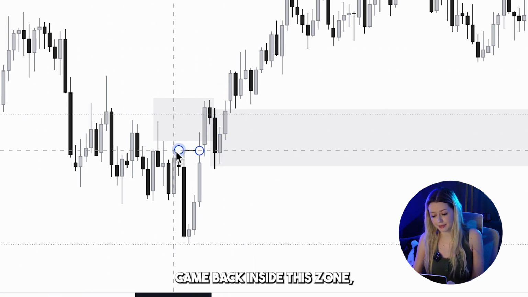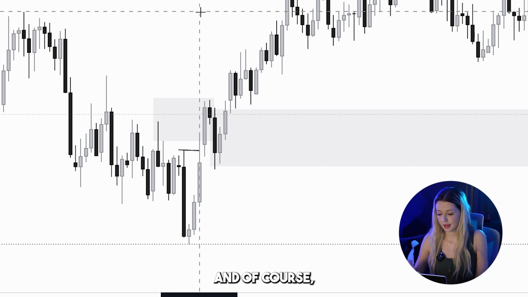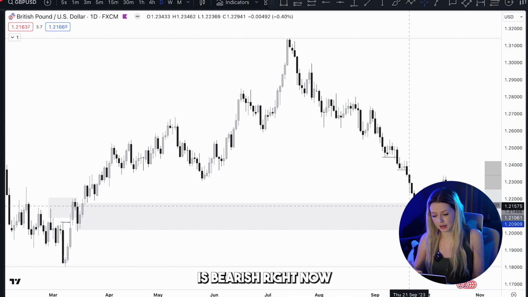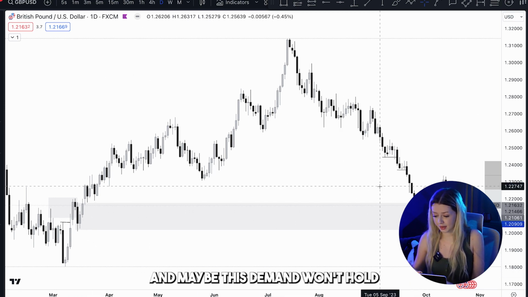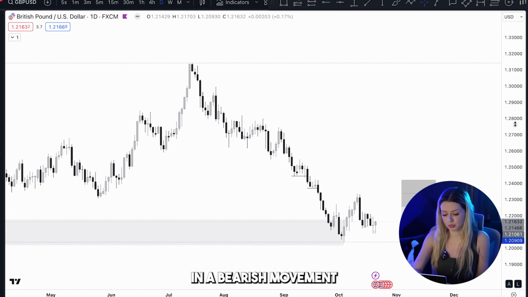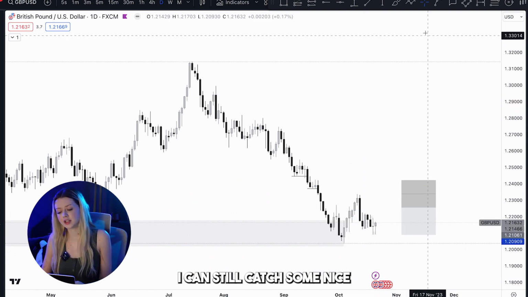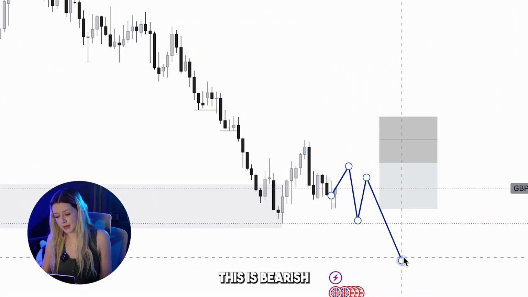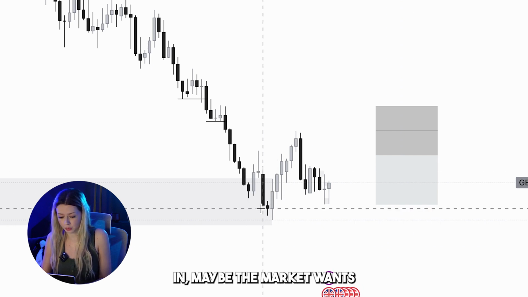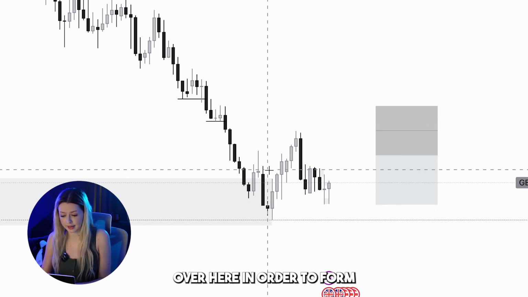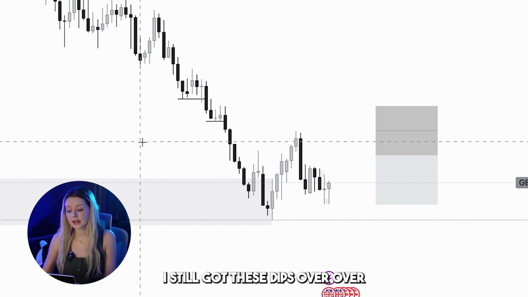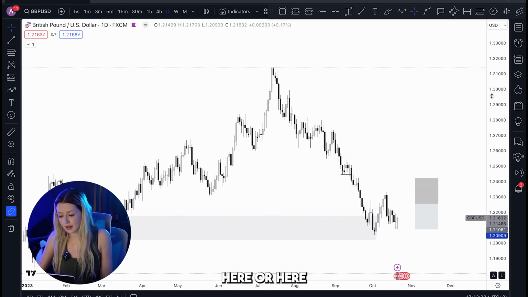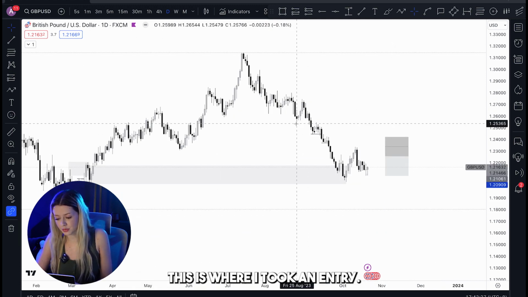So our price came back inside this zone, inside this area, and of course, even though the market is bearish right now and we are in a bearish leg, and maybe this demand won't hold and will continue in a bearish movement, because I'm a scalper, I can still catch some nice bullish moves. This is how my mentality was. Okay, even though on daily this is bearish and this might not hold, and maybe the market wants to go and take this low over here in order to form a break of structure to the downside, I still got these pips over here, right? I still can look for an entry here or here, because basically this is where I took an entry.